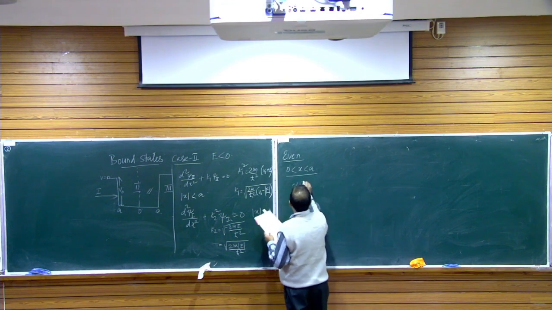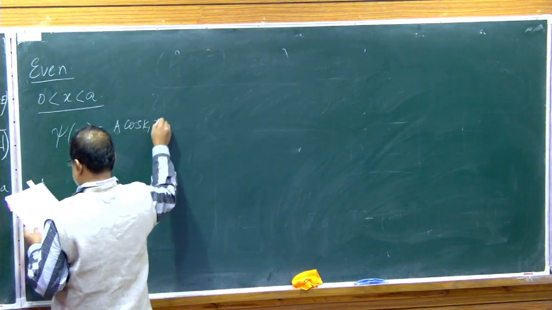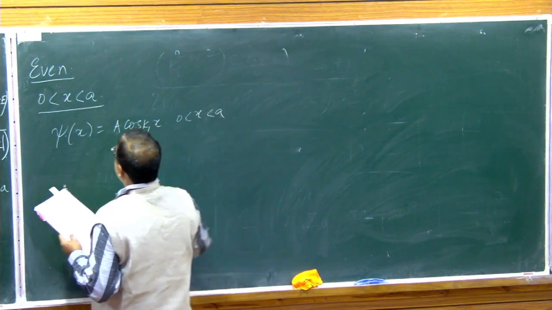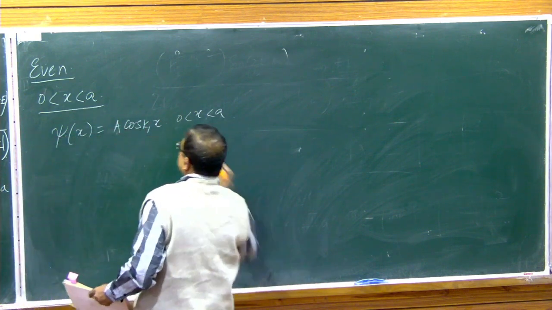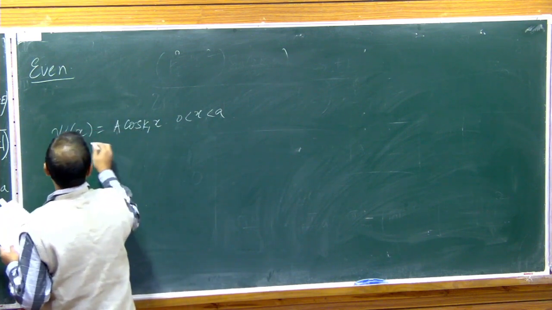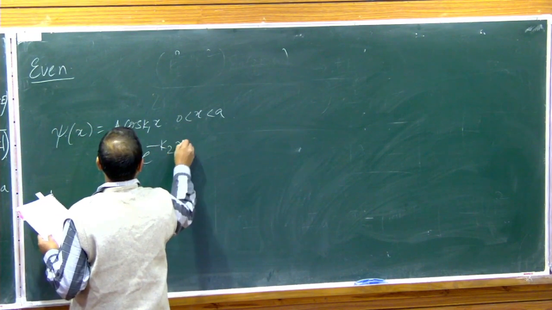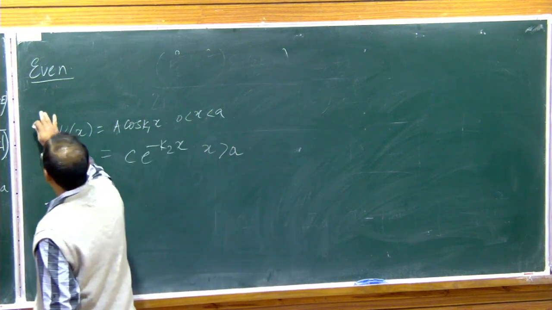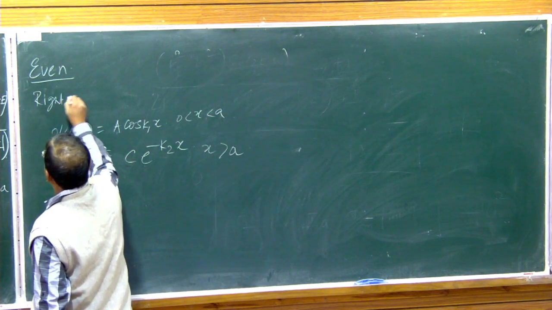So this is psi of x equal to A cos k1 x for 0 less than x less than a. And when x is greater than a, of course, this is equal to C exponential minus k2 x, this is for x greater than a. Okay, so I am only taking the right side of 0.